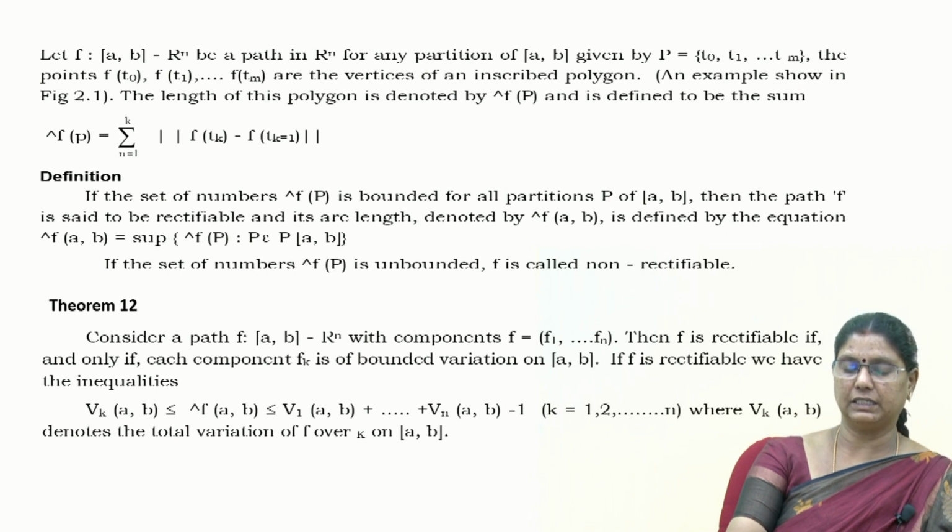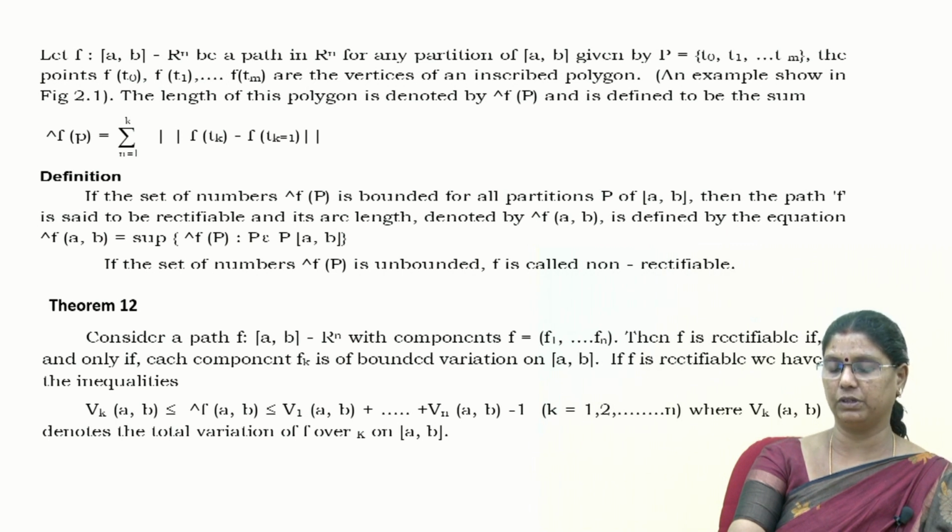Next theorem: consider the path f from the closed interval [a,b] to R^n with components f = (f1, f2, ..., fn). Then f is rectifiable if and only if each component fk is of bounded variation on [a,b]. If f is rectifiable, we have the inequalities Vk(a,b) ≤ Λf(a,b) ≤ V1 + ... + Vn, where k varies from 1 to n, and Vk(a,b) denotes the total variation of fk on the closed interval [a,b].